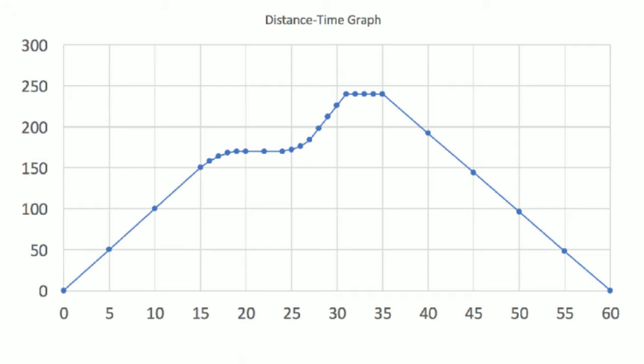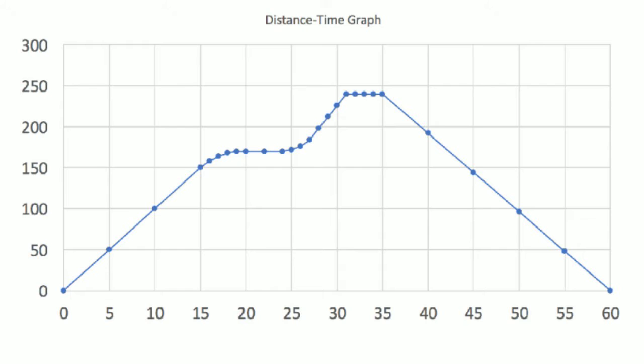Between 25 and 28 seconds, our object is accelerating, and we can tell this because the distance time line is becoming steeper, the gradient increasing. Between 28 and 31 seconds, the object remains at a constant speed. Between 31 seconds and 35 seconds, our object remains at a stationary point. It is at 240 meters away from the starting point.